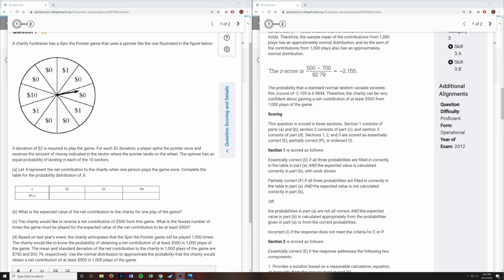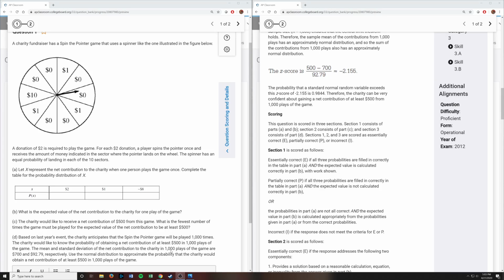Section 3 is Part D. So Part D, based on last year's event, they anticipate that there will be 1,000 plays, which is good because you said in Part C that they need only like 700 something to get what they need on average. But let's see here. They want to know the probability of meeting their goal of $500 if the game is played 1,000 times. They give you the mean and standard deviation of the net contribution in 1,000 plays.